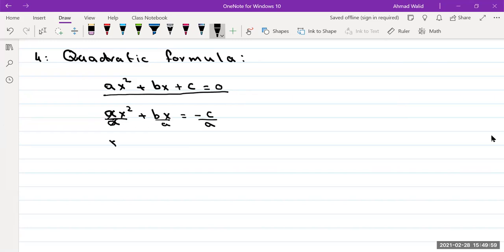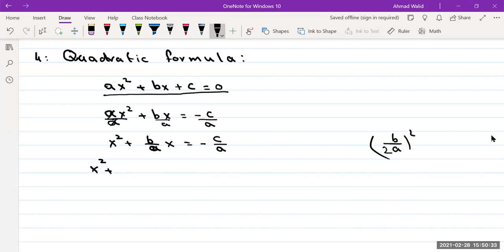Here, x squared plus b over a x equals negative c over a. Now half of b over a. The other day I told you when you have a fraction and you want to take half of it, it means multiply the denominator by 2. Correct? Now square it and add it to your equation on both sides.